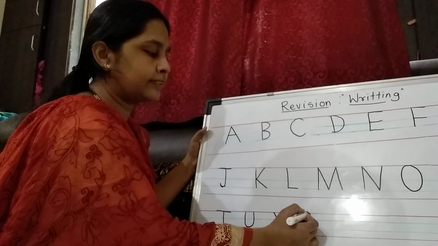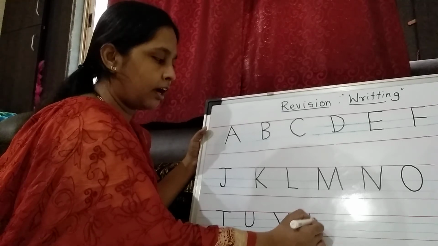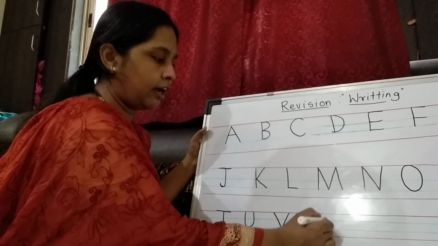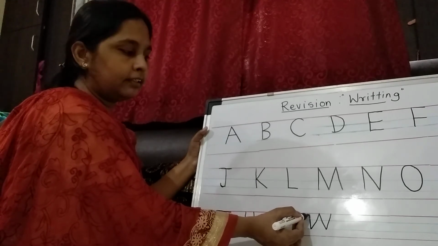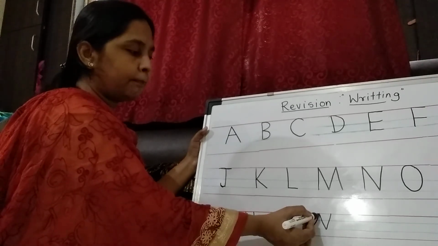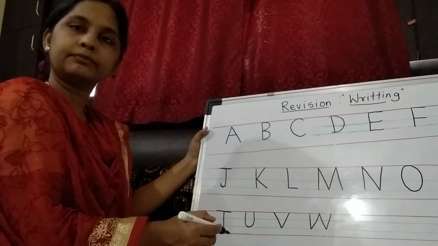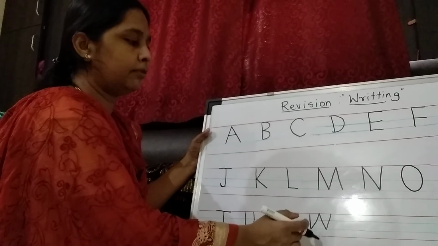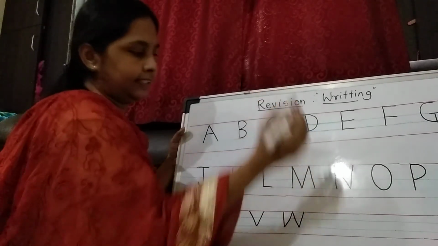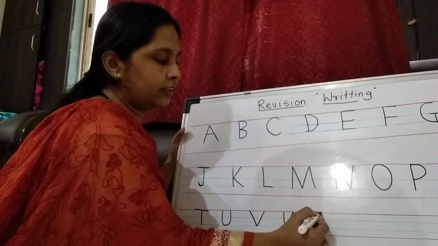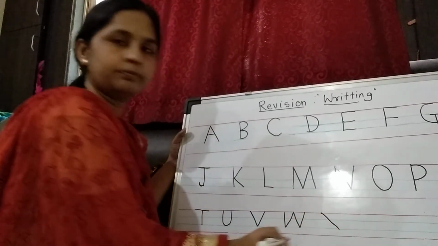So keep your pencil on the red line. Down, like V. Up, down, up, two times V. Keep your pencil on the red line. Down, up. Done? Done. Okay. U, V, W. Next is after W? X. So keep your pencil on a red line. Cross line. Cross line up to blue.